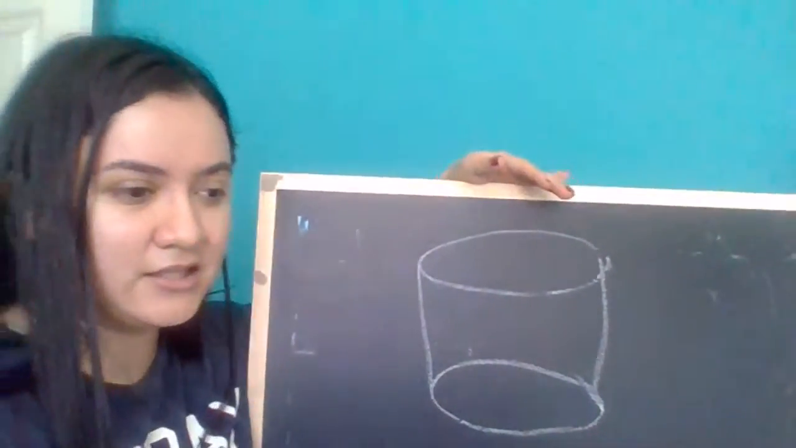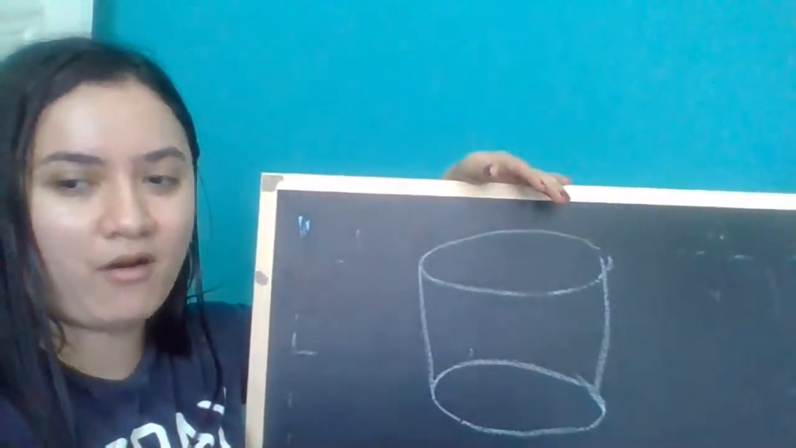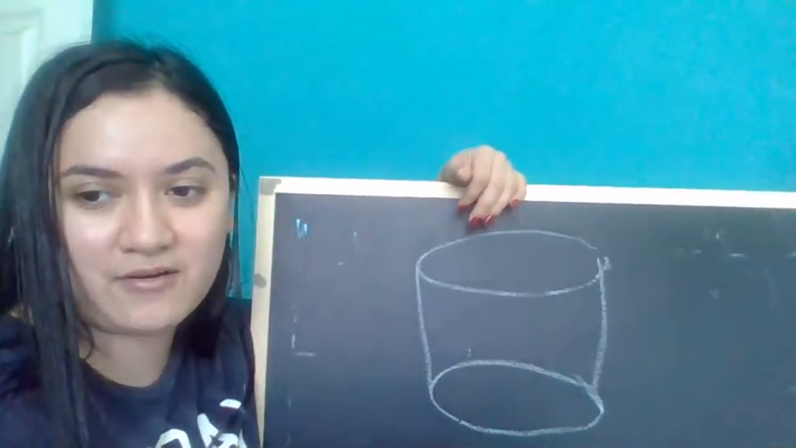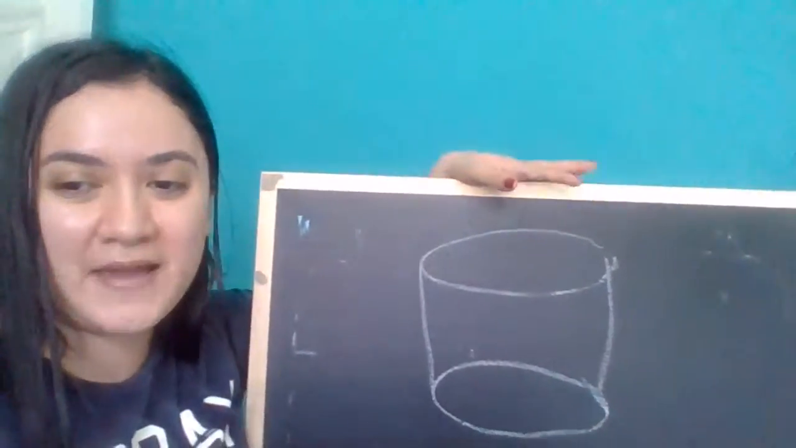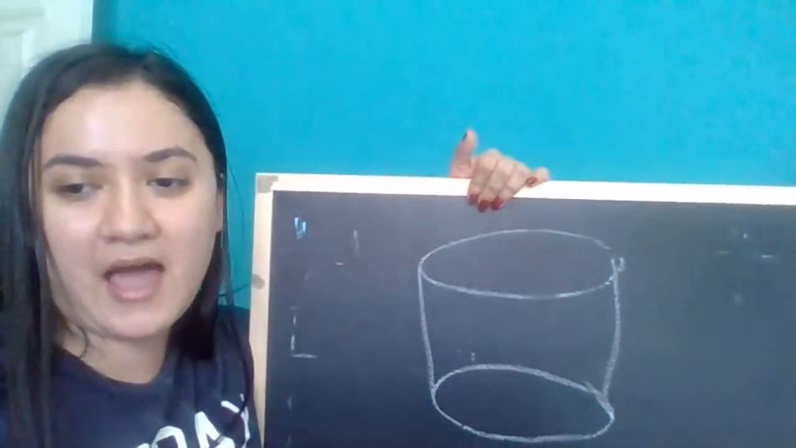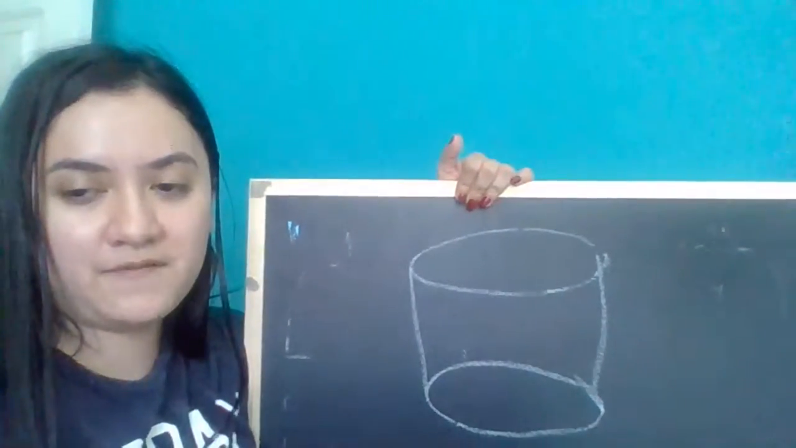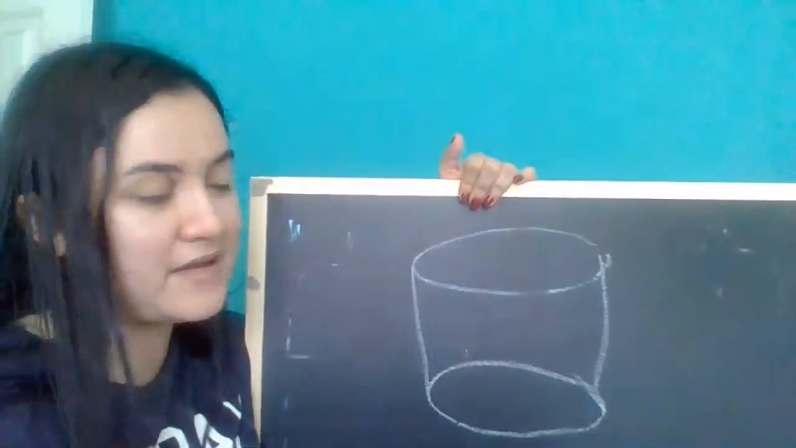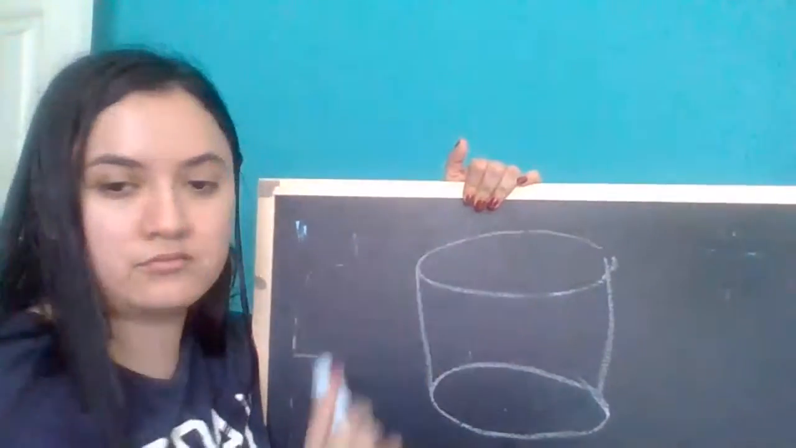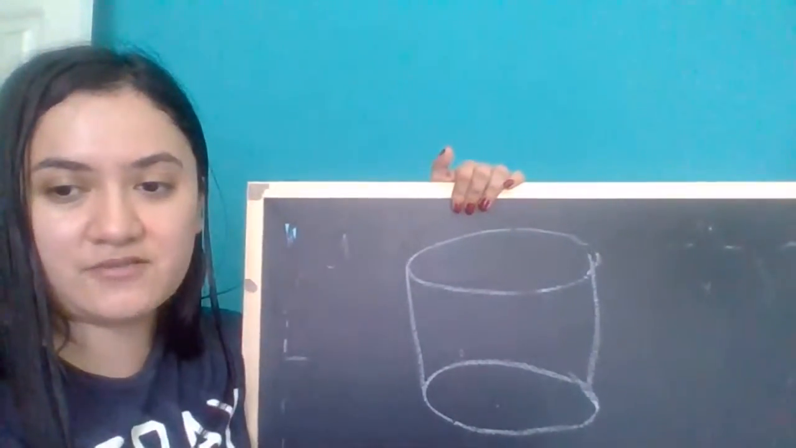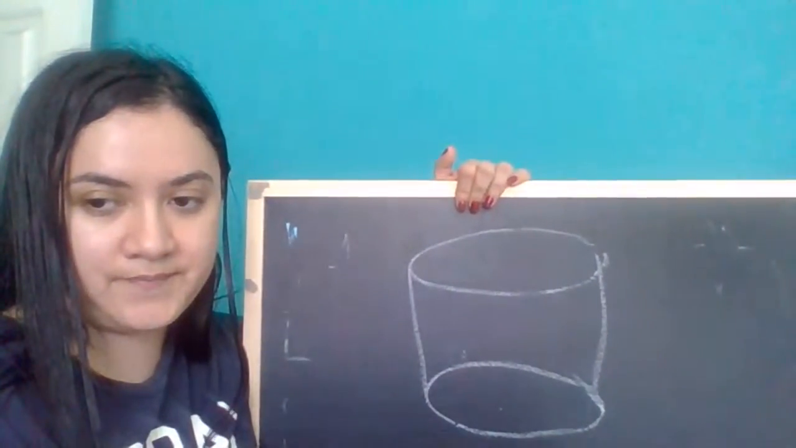Alex says that it's a cylinder. Do you think that is a cylinder? Yes, Alex, you are correct. This is a cylinder. Now tell me, how many faces does this cylinder have? 1, 2. Those are the only faces, right? Very good, Ariana. Only 2 faces.